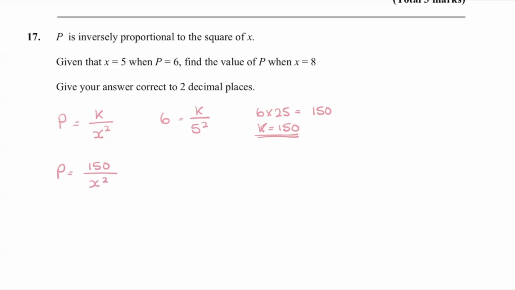So p is equal to 150 over x squared. x is 8, which is 8 squared. So I've now got 150 over 64. Put that in your calculator and you're getting p equals 2.34. On and on it goes. Check in with your question. 2 decimal places cuts it here. So 2.34 is the final answer.